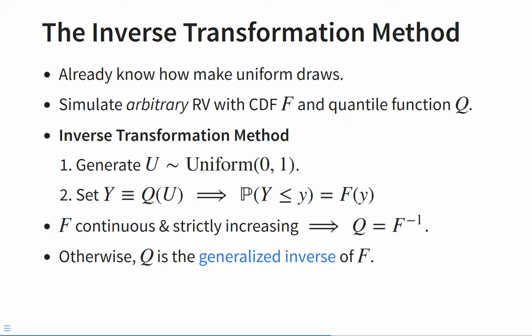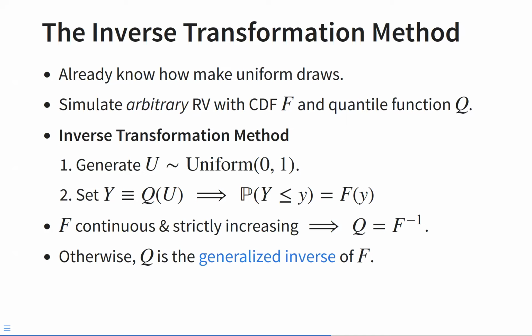Suppose we have a way of making uniform draws, but suppose that we actually want draws that simulate a random variable with CDF capital F and corresponding quantile function q. Well, if we have a simple way to evaluate that function q on our computer, then we can use the following technique to obtain a draw of a random variable with CDF F. Here's how we do it.